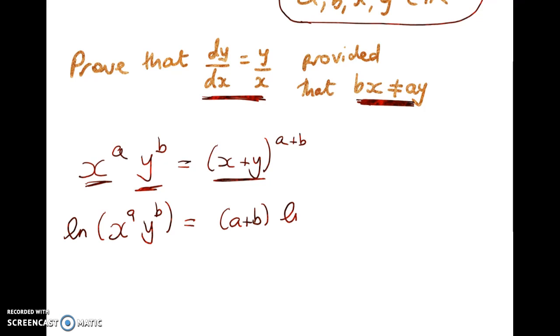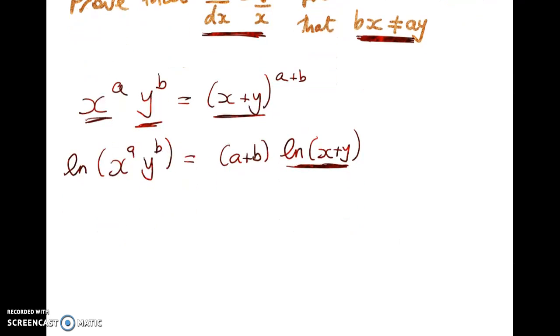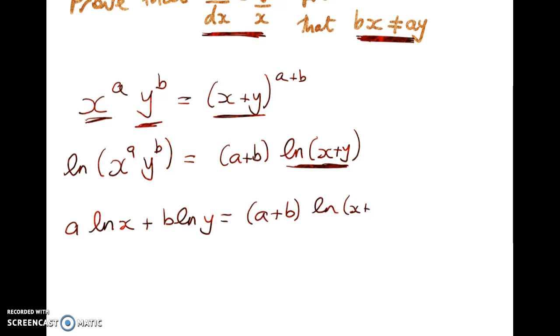I get a plus b times the natural log of x plus y. Now this is still a bit yucky because it's got x's and y's mixed in, but it's already looking way better. Using my log rules, I can split the left-hand side up as follows. a log x plus b log y is equal to a plus b log x plus y.